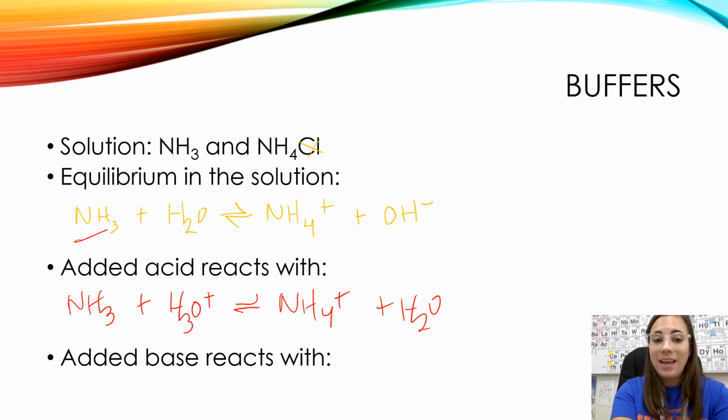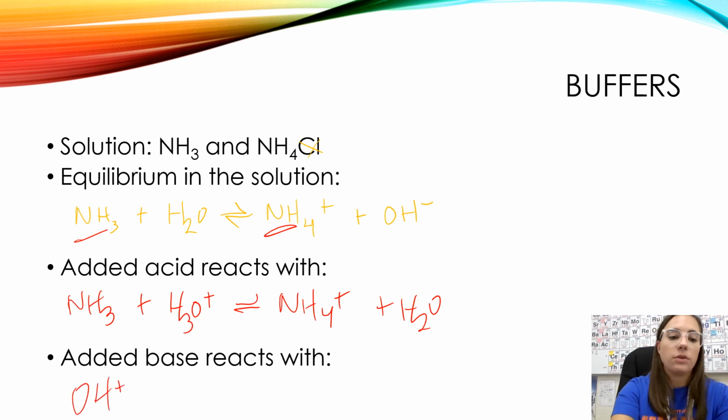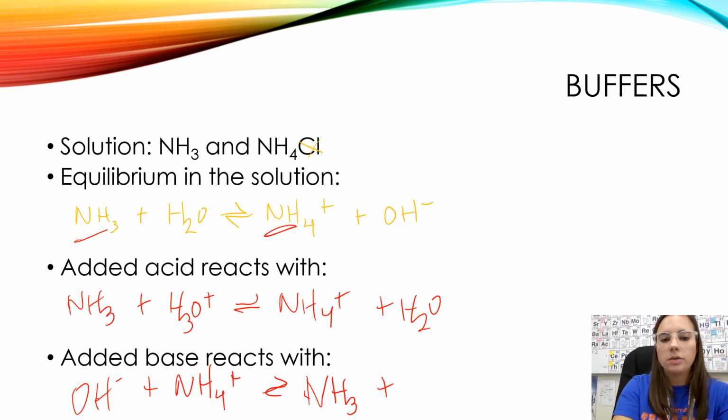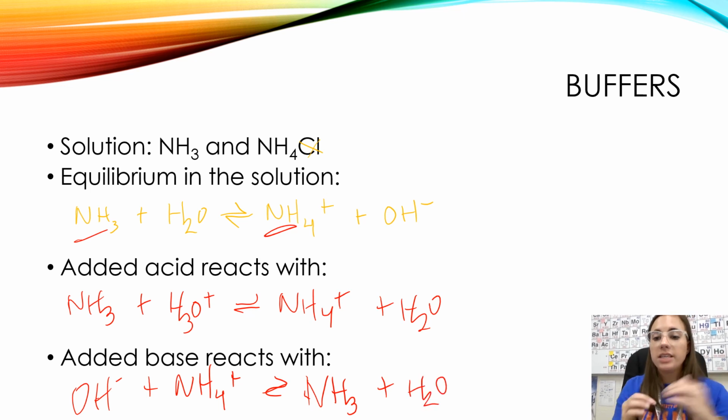If I add a base, it's going to react with the acid portion. So hydroxide, definitely not OH plus, plus ammonium. It's going to take away that extra hydrogen and make NH3 plus water. So in this case, that initial jump in pH is going to bring it back down to close to where we started.